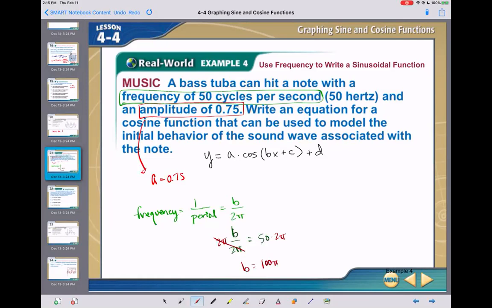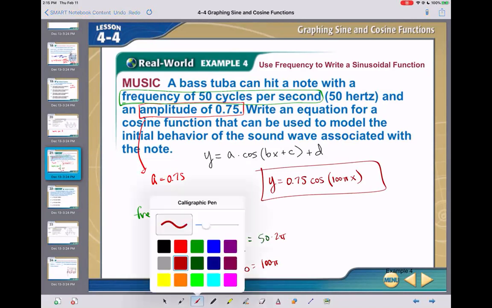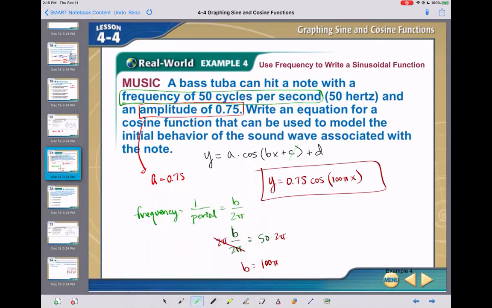or around 314. That's all the information they give us, and we haven't learned about shifts yet, so we'll just say the equation is going to be y equals 0.75 cosine. The b goes first in the parentheses, so 100 pi times your x. That would be my equation. So we have no shifts, and therefore there's no c or d. I'll just mark those out since there's no shifts. Okay, so here's one again for you to try.